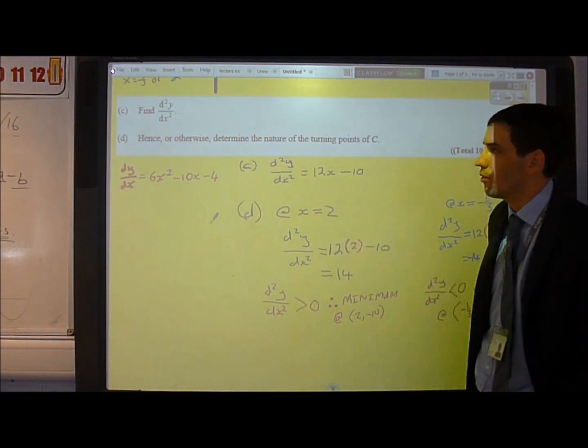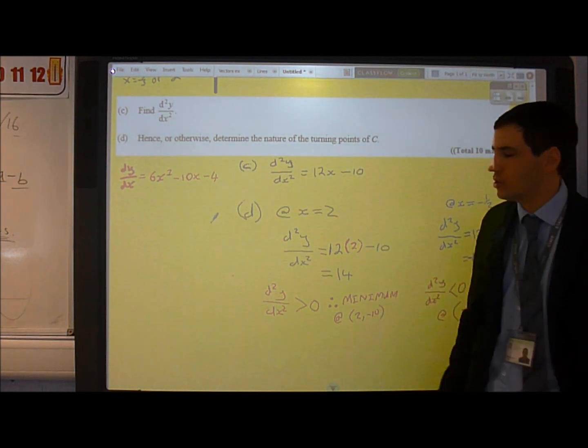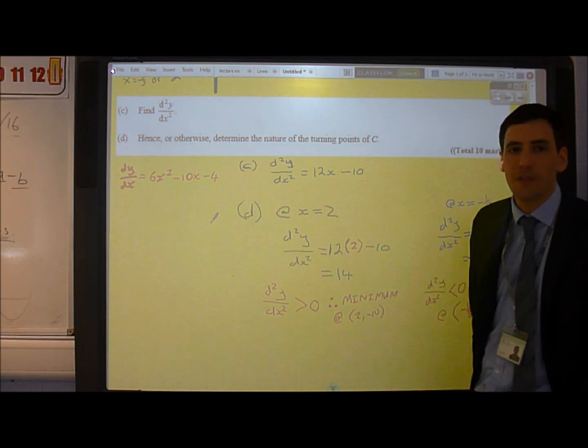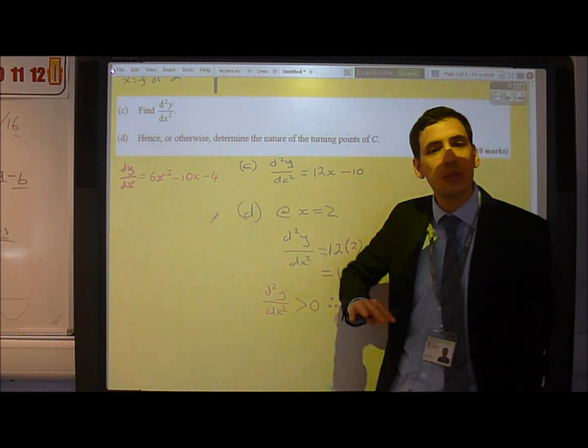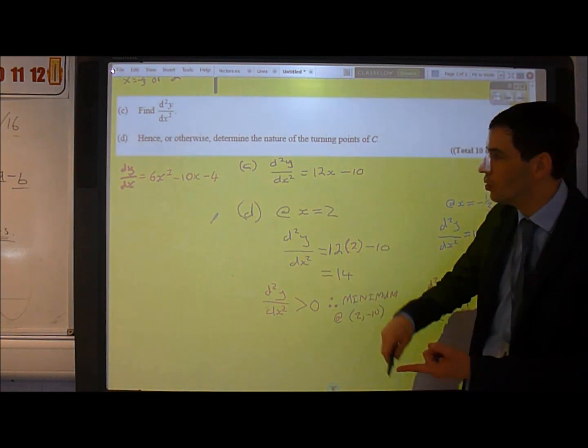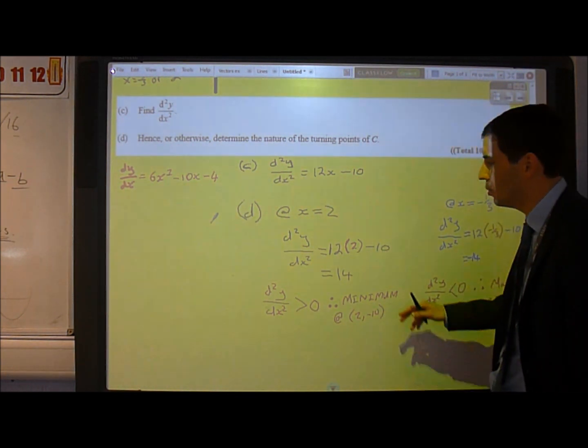So I've got my second differential, and all I do to determine the nature of the turning points is shove in my value of x again. If in doubt, just put your value in. It works for finding the y coordinate, for finding the gradient at a certain point.